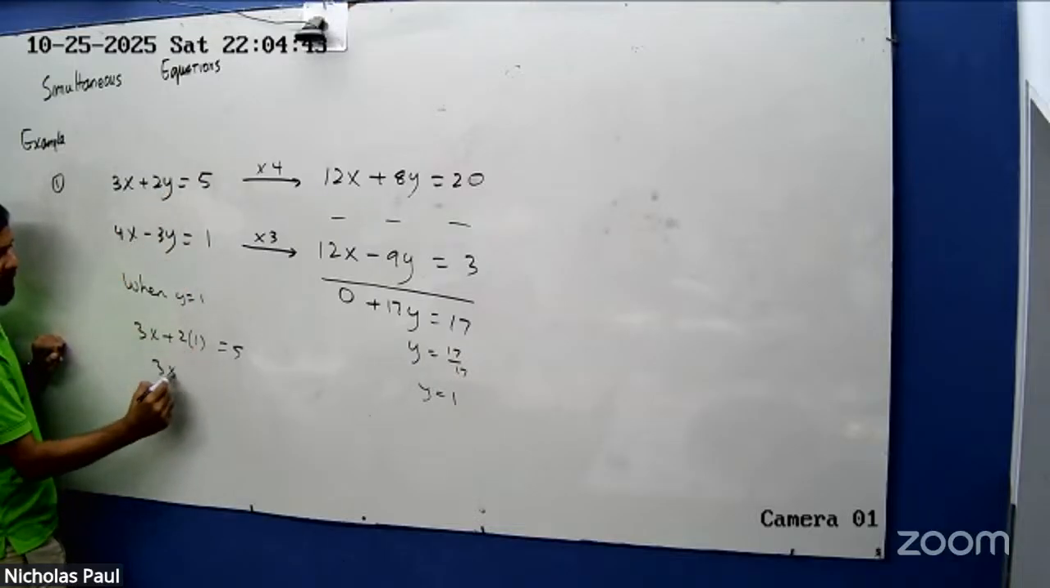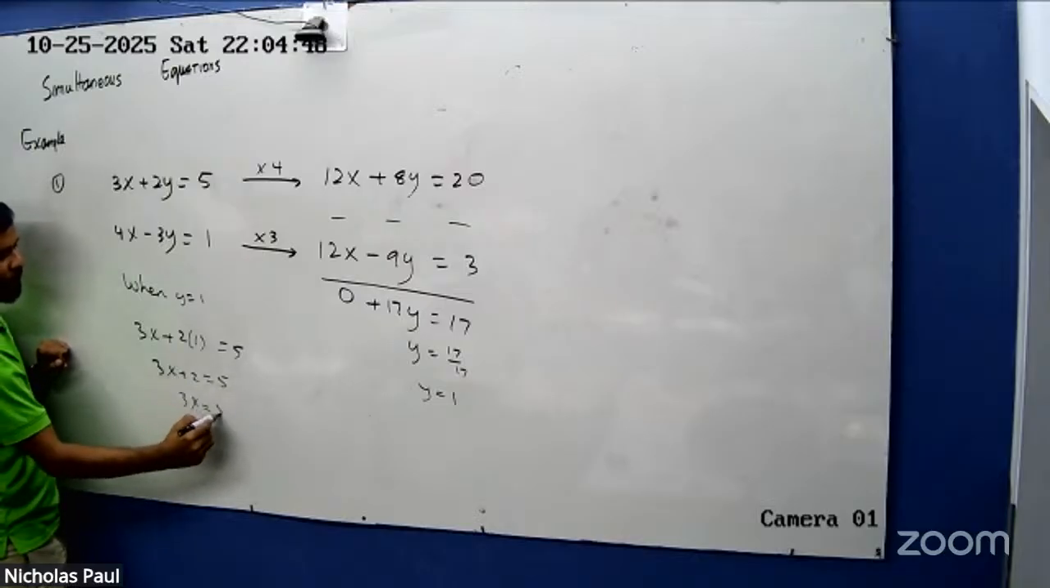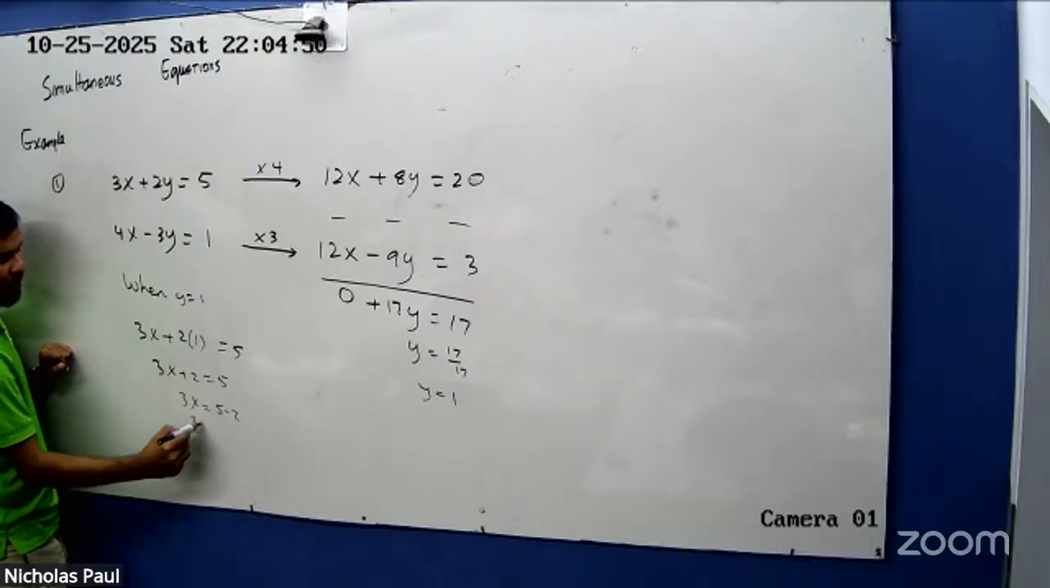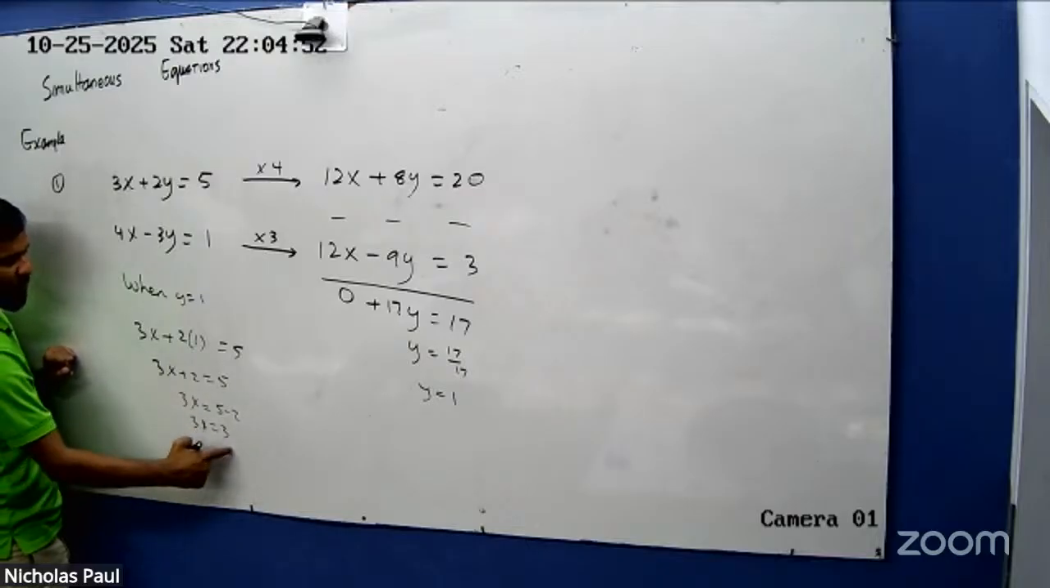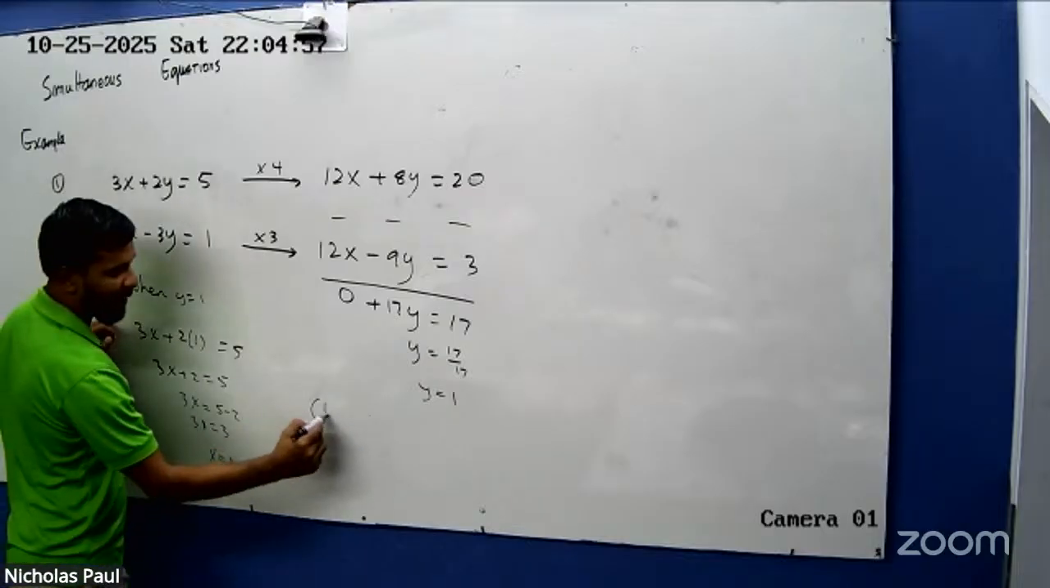So now I have 3x plus 2 is 5. Move across 2, you'll get 5 minus 2. 3x is 3. Move across the 3. x is 1. So our answers are 1, 1.